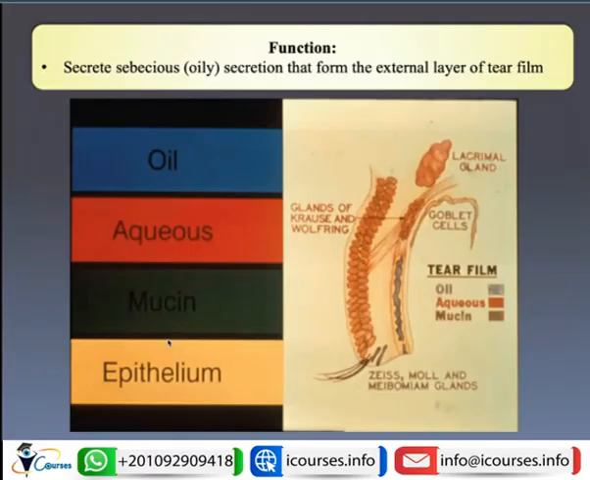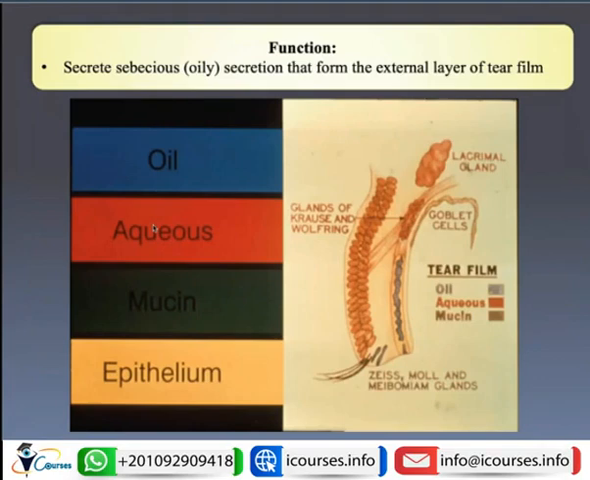The meibomian gland is secreting oily secretion or sebaceous secretion that will form the external layer of the tear film. So if this is the epithelium of the cornea, we will know in physiology that the tear film is not a single layer, but it is 3 layers. The first layer, which is attached to the epithelium, is called the mucinous layer. Then most of the tear film thickness is formed by the aqueous layer, and finally the outermost layer will be the oily layer. This oily layer is made mainly by the sebaceous glands present in the tarsus, and it will help to prevent the rapid evaporation of tears.